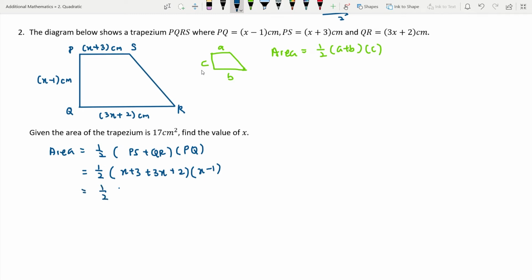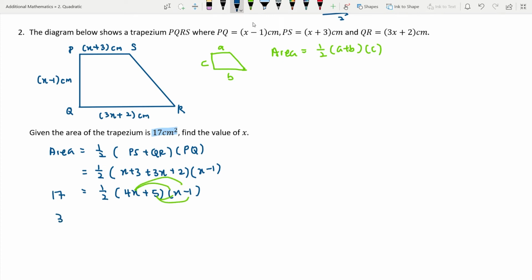Simplify the equation. Half, 4x plus 5, x minus 1. And we are given the area is 17 cm squared. 17 is equal to half multiply with 4x plus 5 multiply with x minus 1. We multiply both sides with 2 and we also expand the bracket on the right side.